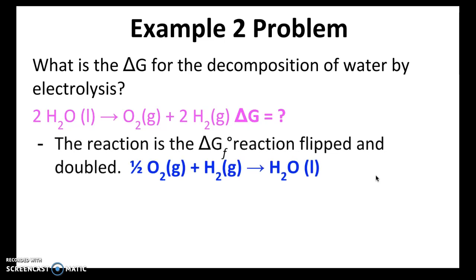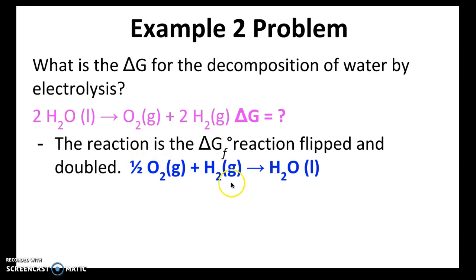Okay, so first thing is you have to recognize what the delta G of formation reaction is. You have water and you have elements in their standard state. The only thing is that water is on the reactant side, and if it's delta G of formation, it would be on the product side. So that means that one thing we did in going from the formation reaction to the reaction in pink is that we flipped the reaction. The other thing we'll notice is that we have 2 moles of water instead of 1, and for formation reactions, we would only have 1 mole of the compound.